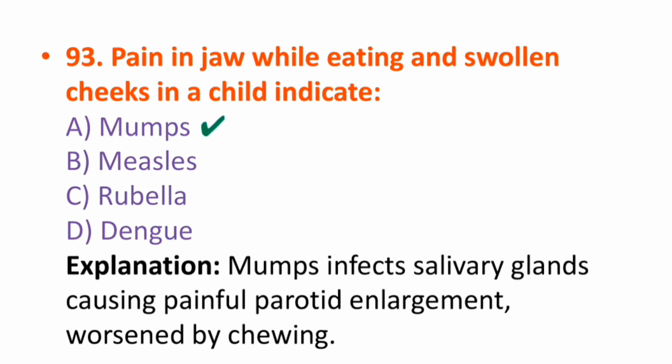Pain in the jaw while eating and swollen cheeks in a child indicates option A, mumps; option B, measles; option C, rubella; option D, dengue. The correct answer is option A, mumps. Mumps infects salivary glands, causing painful parotid enlargement worsened by chewing.